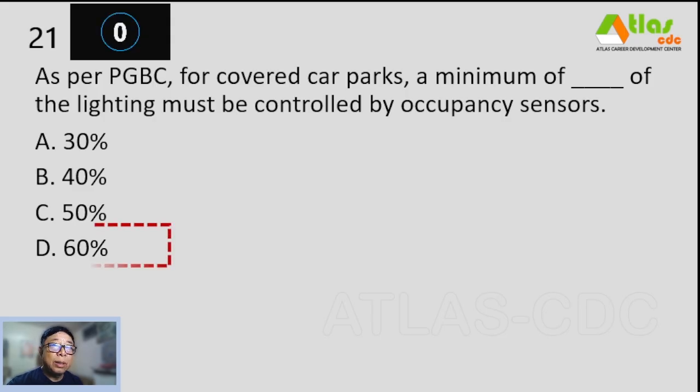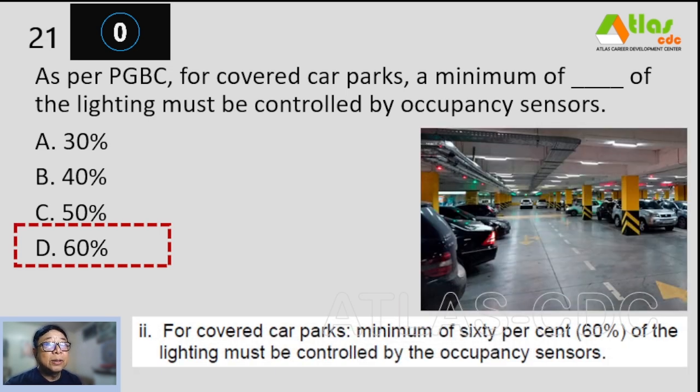And our correct answer is letter D, 60%. So for covered car parks, minimum of 60% of the lighting must be controlled by the occupancy sensors. So ito yung mga occupancy sensors. So kapag naka-red, supposedly yung ilaw sa tapat ay pwede nang wala, no? Para makasave sa electricity. So yung green, yung bakante, yun lang ang merong ilaw na ganito, no? Na white light or general lighting. Of course, yung driveway ay kailangan merong liwanag, no?